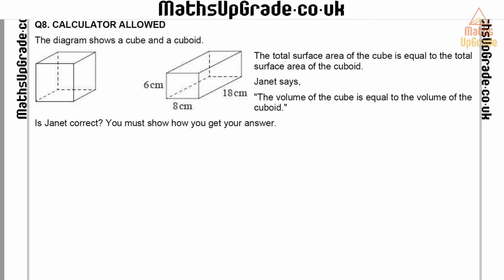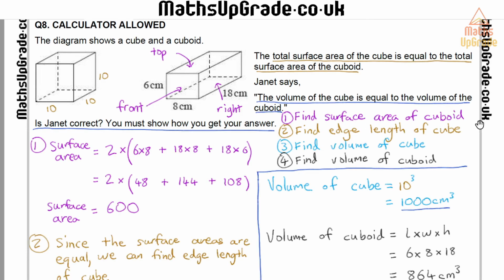In this question, I'm going to find first of all the surface area of the cuboid. If you're not sure how to do that, look back at my video on my channel on surface area. I'm then going to find an edge length of the cube. I'm going to find the volume of the cube and the volume of the cuboid, and then I'm going to answer the question stated on whether Janet is correct or not. So here are the steps I'm going to take.